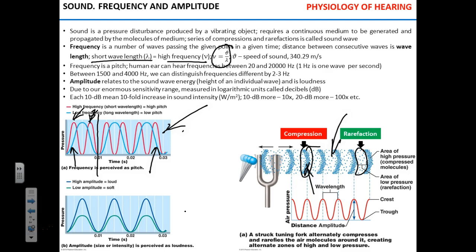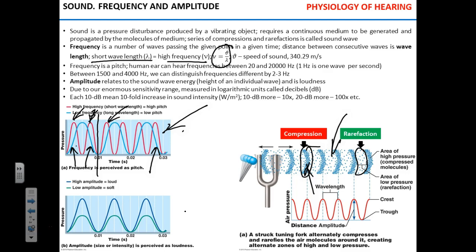So the frequency of the blue wave here will be 100 hertz because it's 1 wave in 0.01 second. The frequency of the red wave is 200 hertz. This is 2 waves per 0.01 seconds. Does that make sense? Higher frequency is the lower wavelength, smaller waves.